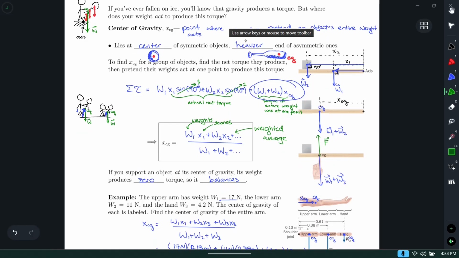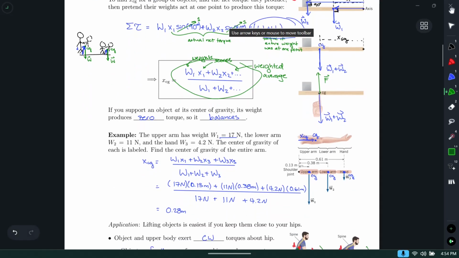For simple objects, it's just this weighted sum of where their weight acts, so their individual centers of gravity. But for more complicated things, we just aren't going to worry about it in here. It's calculus and it's not pretty, but it's the same idea: you can pretend there is a point at which the entire weight of your body is pulling you from.